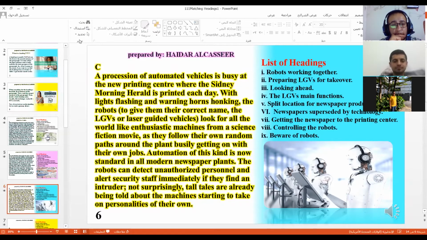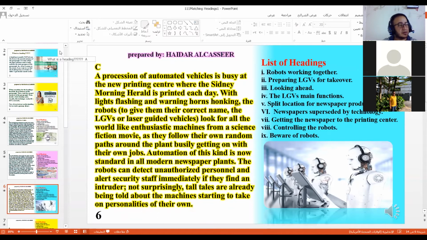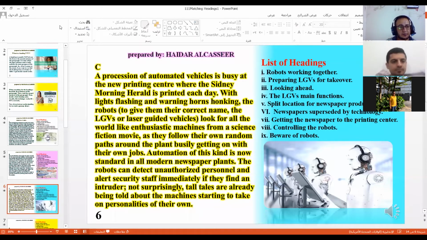Here, between the two brackets, we have the sentence: to give them their correct name, the LGVs, or laser-guided vehicles. I know that the first thing you were thinking about is that the answer is whether heading number two or heading number four. Yes. Have a look at it. Okay, now you've had a look at it for a minute.